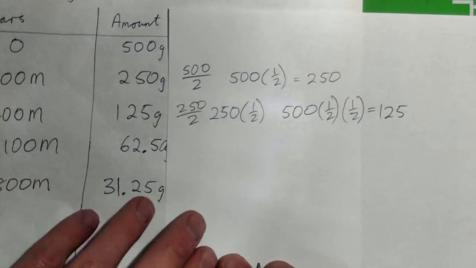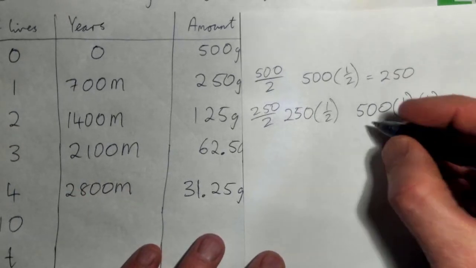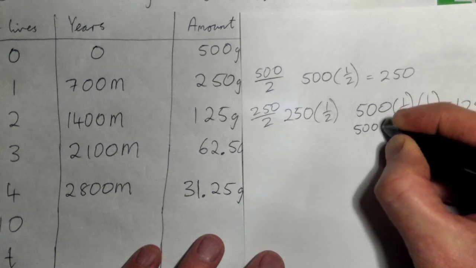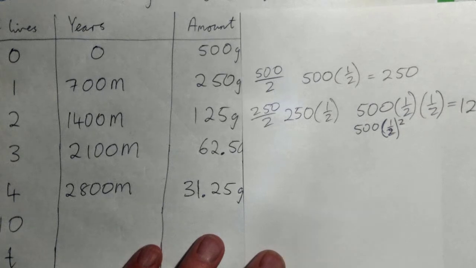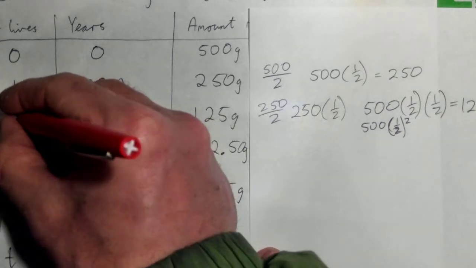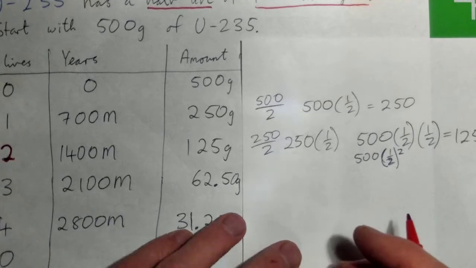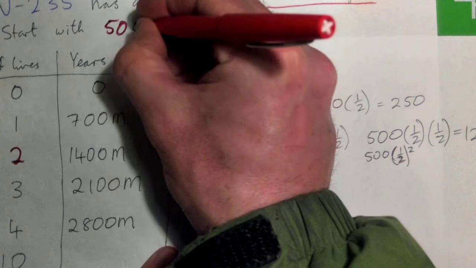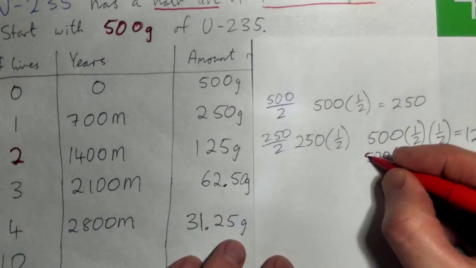Beautiful, right. So for 2 half-lives, it looks like I can go 500 times a half to the power of 2. Right? And that's going to give me 125. That's cool because that's a formula that includes this number 2 here, and it also includes the amount we began with, the 500 grams. And that's kind of useful, right? Notice what we just came up with there? A formula that includes the number of half-lives and 500, what we started with.